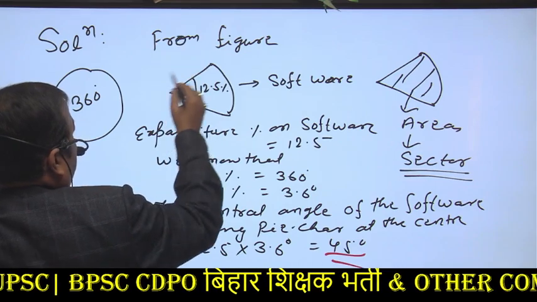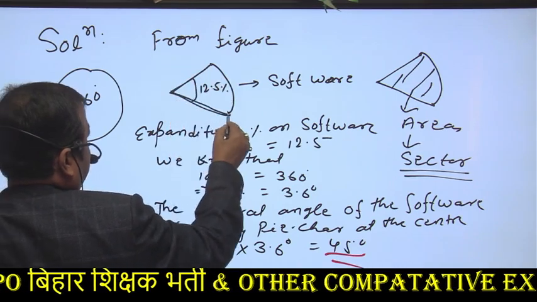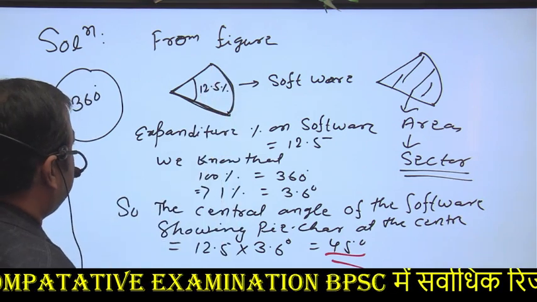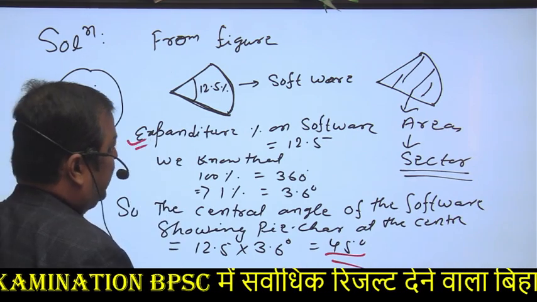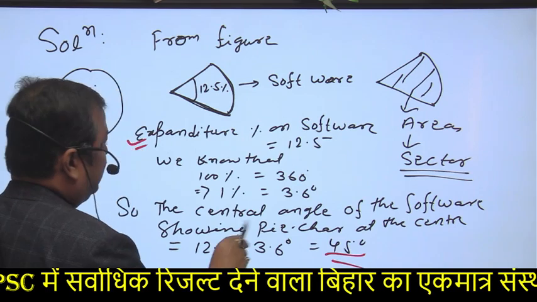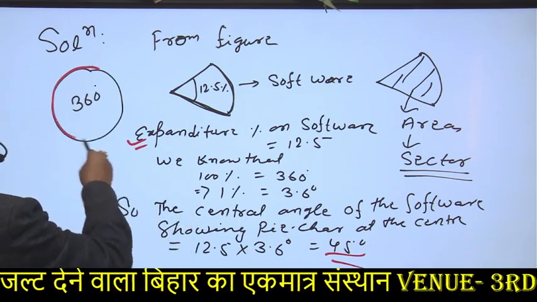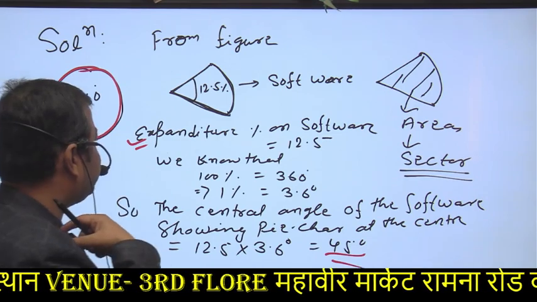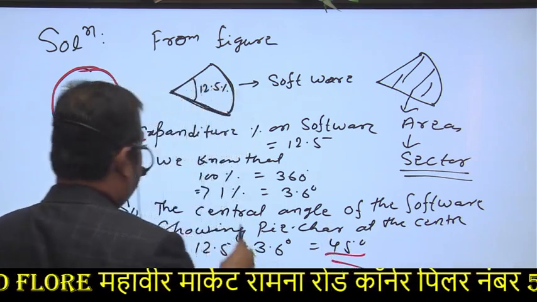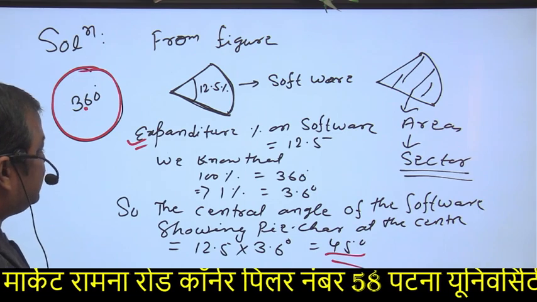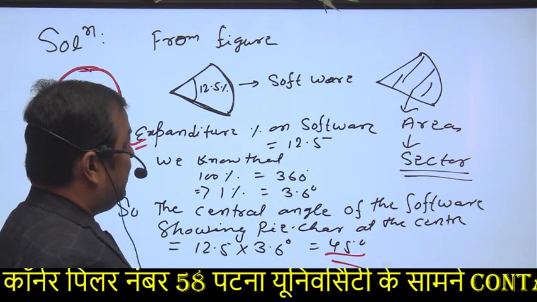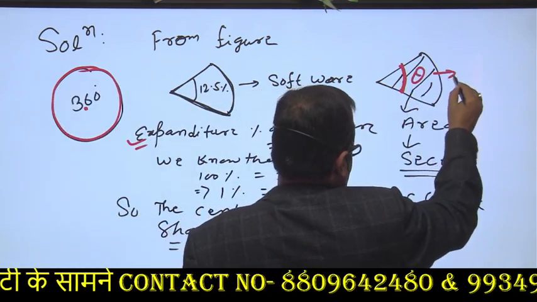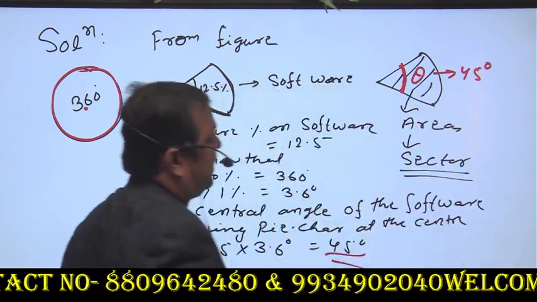तो फ्रॉम फिगर ये जो हो गया सेक्टर हो गया सॉफ्टवेयर का. दिस एरिया इज 12.5%. सो एक्सपेंडिचर ऑन सॉफ्टवेयर इक्वल्स टू 12.5. वी नो दैट पाई चार्ट total central angle in a pie chart equals to 360 degree. So 1% equals to 3.6 degree. So the central angle of the software, this central angle is 45 degree.